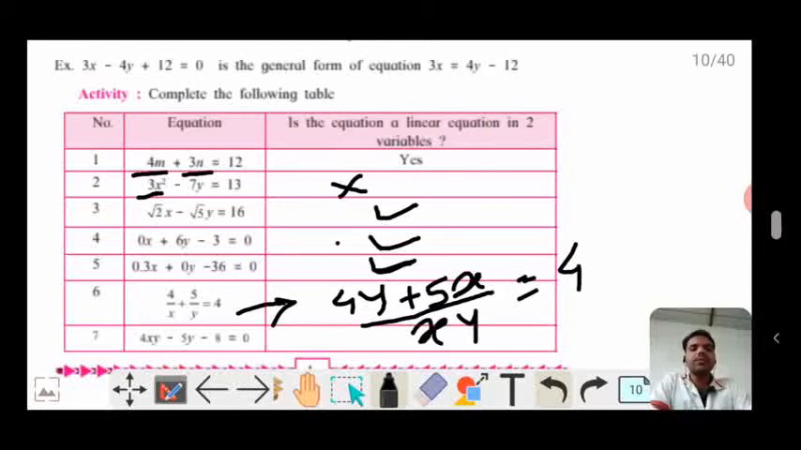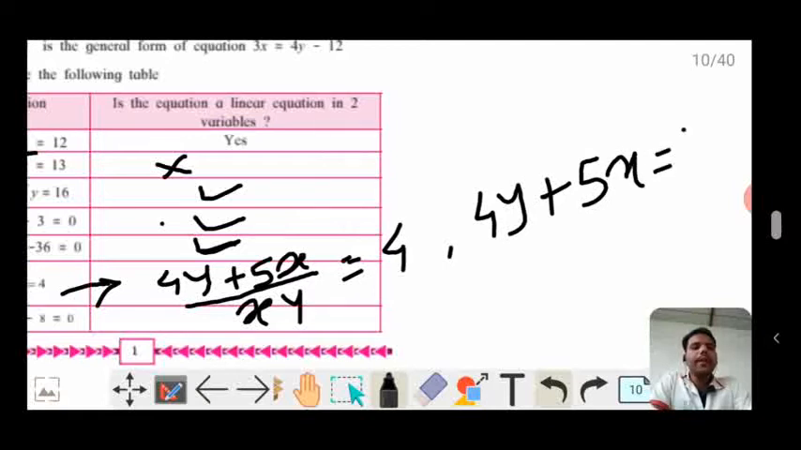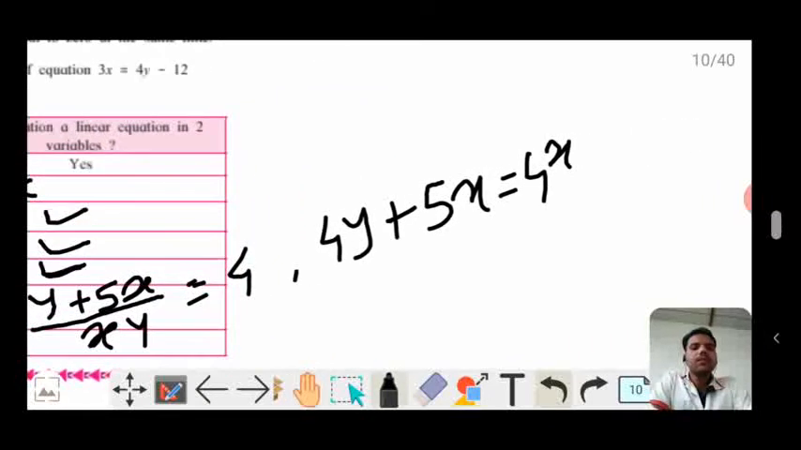So how can we shift this? We get 4y plus 5x is equal to 4xy.